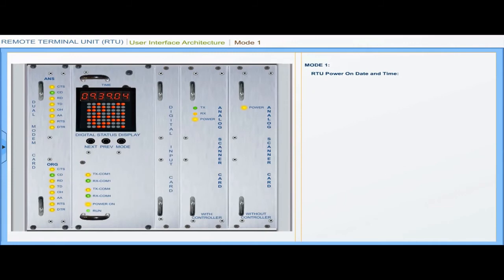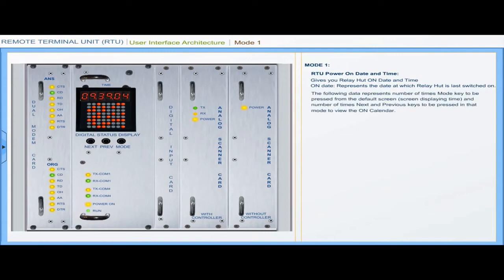RTU power on date and time gives your relay RTU on date and time. On date represents the date at which relay RTU is last switched on. The following data represents number of times mode key to be pressed from the default screen, that is screen displaying time, and number of times next and previous keys to be pressed in that mode to view the on calendar.